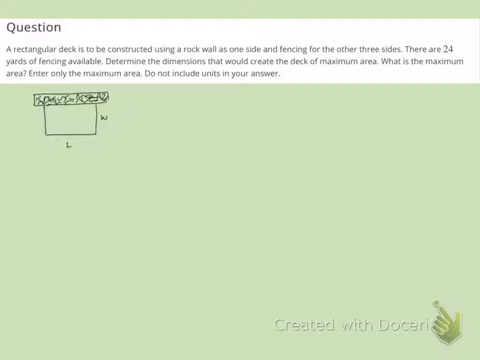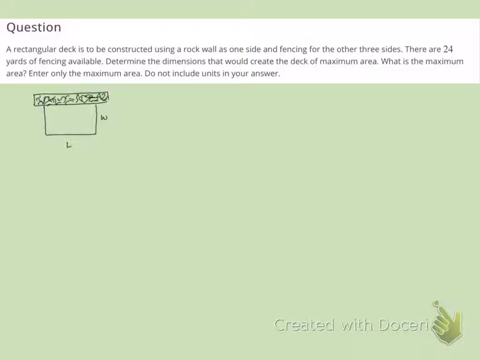Hi everyone. So for this practice problem, we have an optimization problem where there's a rectangular deck that's constructed with one side that's a wall and the other three sides that are fencing. And I have a little diagram here. And it says that there are 24 yards of fencing available. So we want to determine the dimensions that will create the deck of maximum area. And what is the maximum area?